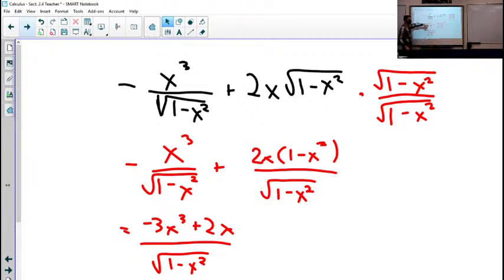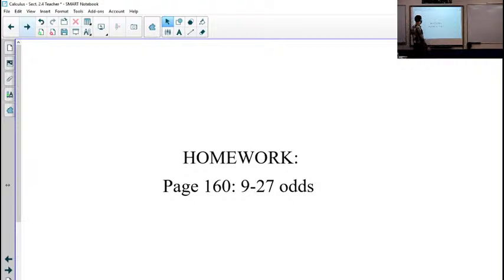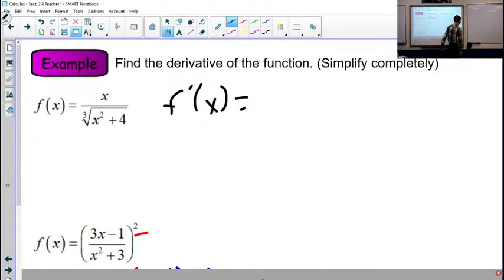Oh, there's all the simplifying. You can multiply on top and bottom. All right. Oh, a homework assignment. How'd that get there? Here we go.